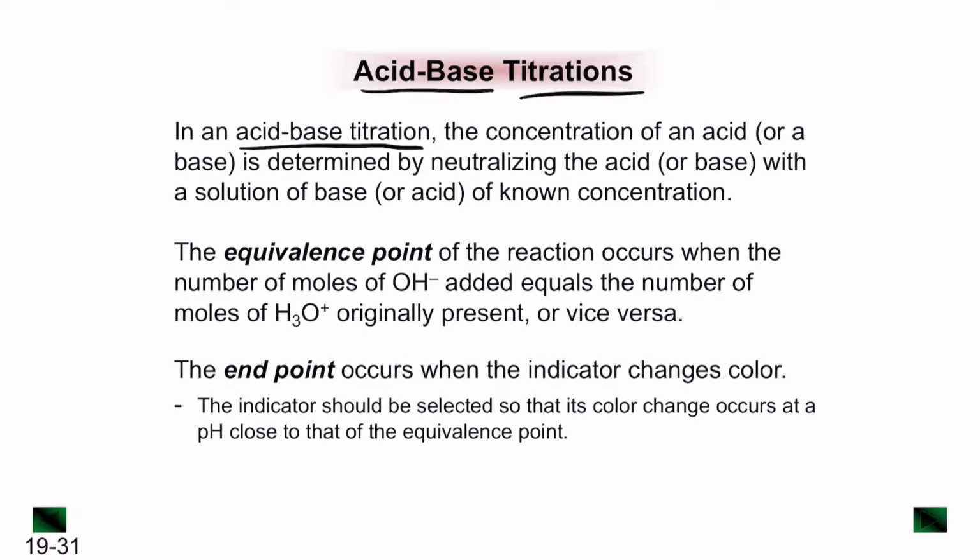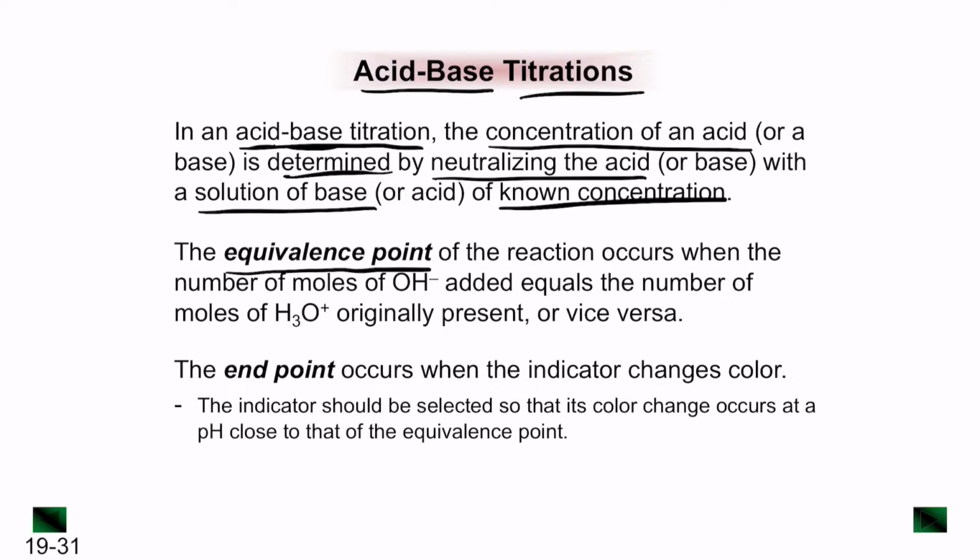So in an acid-base titration, the concentration of an acid is generally determined by neutralizing the acid with a solution of a base of known concentration. Remember that here we have an unknown concentration of an acid and we are using a known concentration of a base to determine the actual concentration of the acid. To achieve that, we reach what we call the equivalence point. The equivalence point of a reaction occurs when the number of moles of OH- equals the number of moles of H3O+ originally present, or vice versa.